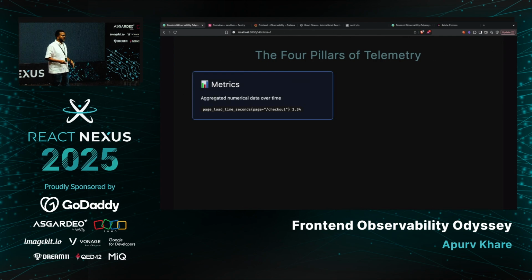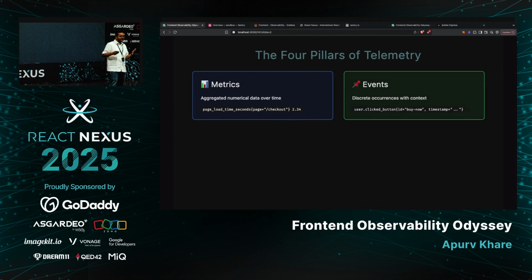The first one is metrics. This is basically the aggregated numerical data over time. One of those is page load time. There can be others, like our Core Web Vitals, which are also metrics that we can aggregate over time and then measure. Then events. This is like a discrete occurrence with context. For example, user clicking the checkout button or the cart button, something like that.